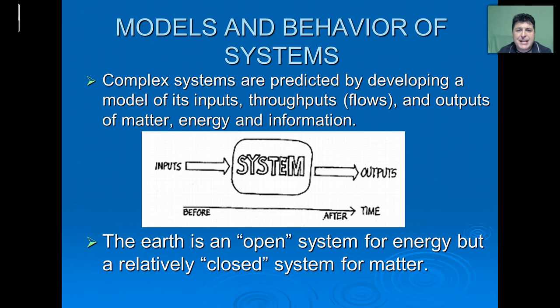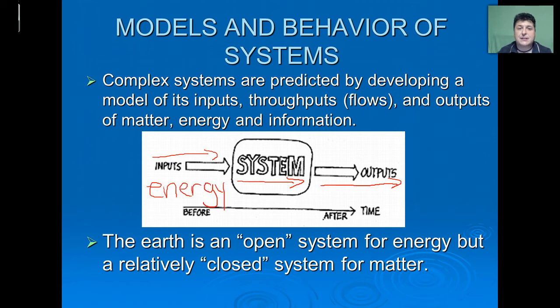To be able to understand a system, we can create models in which we can observe and predict inputs that are going into our system, throughputs, things that are going through our system, and then outputs, things that are coming out of our system. If we imagine the Earth as a system, as it is, we know that one thing that definitely comes in is energy. Energy comes in from the sun in the form of light and heat.